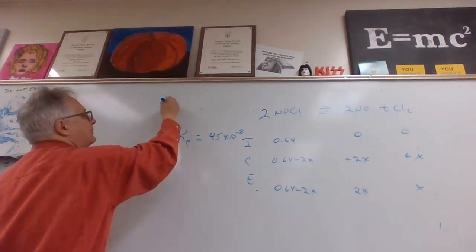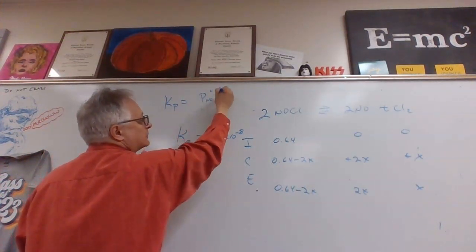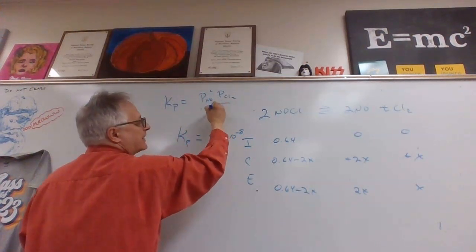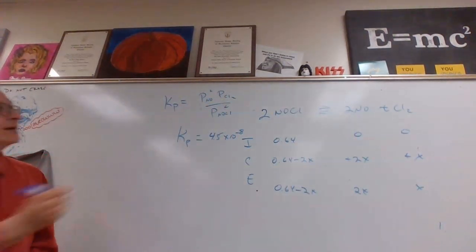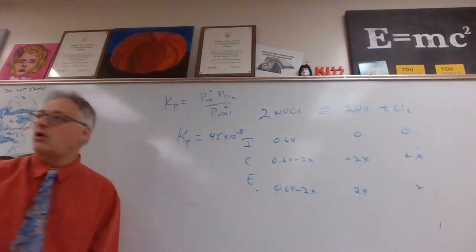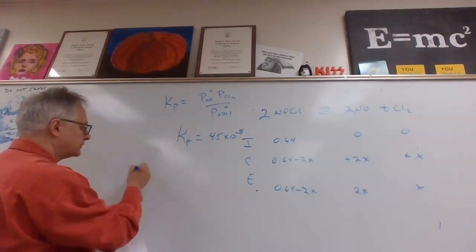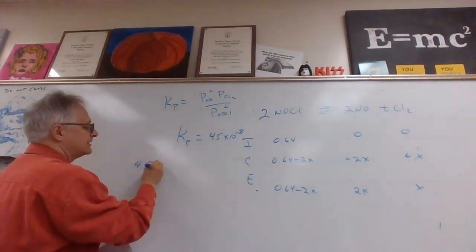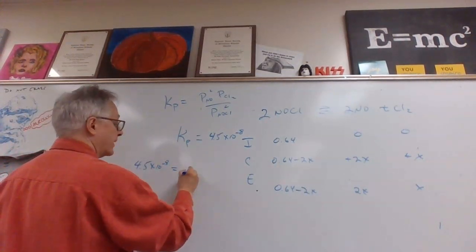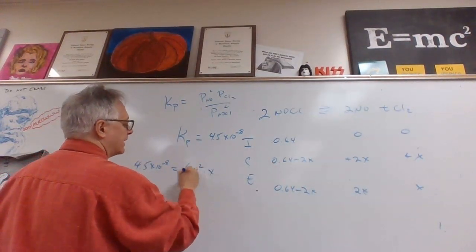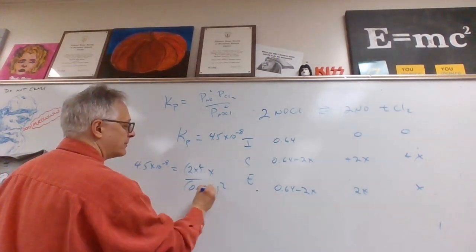So don't forget, Kp is going to be the partial pressure of NO squared times the partial pressure of Cl2 divided by the partial pressure of NOCl squared. Do not put plus signs between things. These are all products, okay? So let's do it. Same old song and dance here. 4.5 times 10 to the minus 8 is going to be equal to 2x squared times x, or that whole quantity squared, times x divided by 0.64 minus 2x squared.